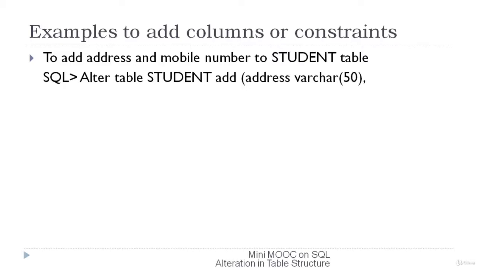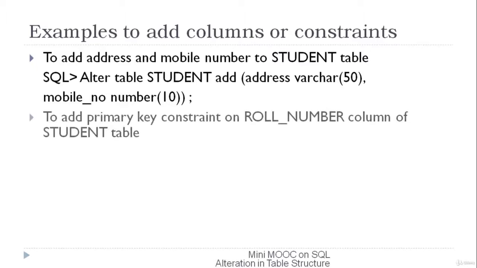Let's add address and mobile number columns to the existing student table. For this, the statement is alter table, table name, add address, data type, and size, and then mobile number, its data type, and size. When we execute this statement, two columns, address and mobile number, will be added into the existing student table.